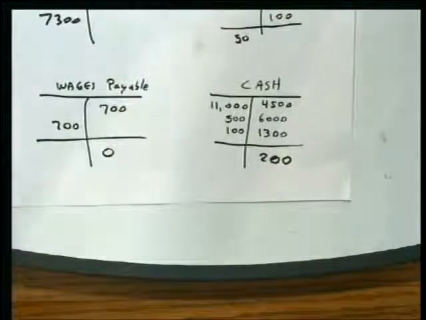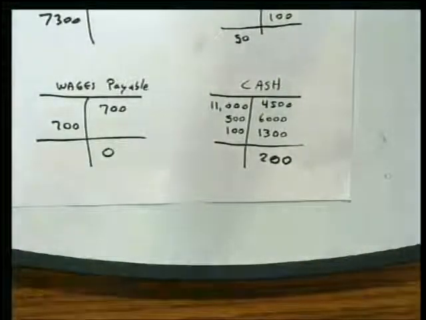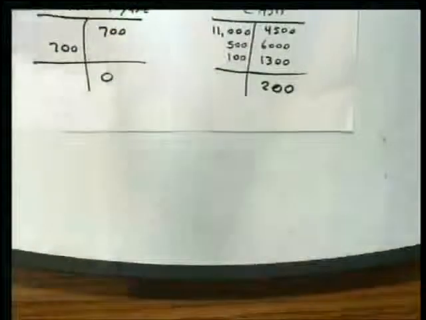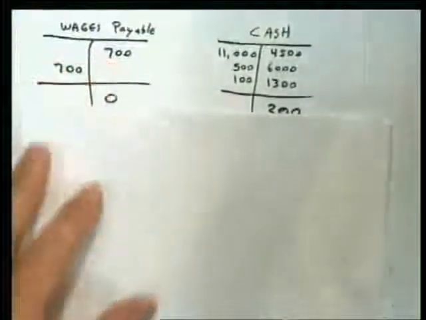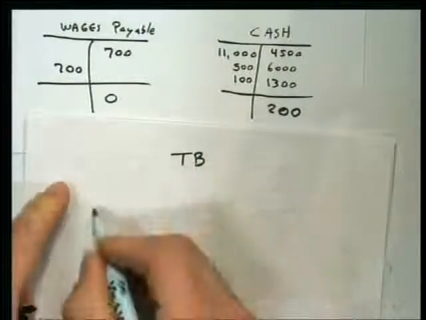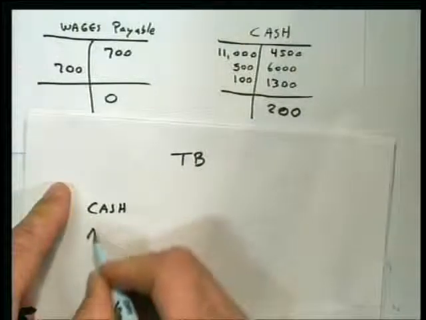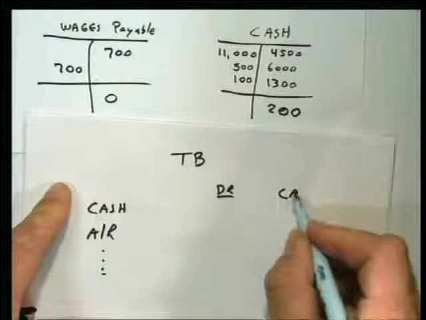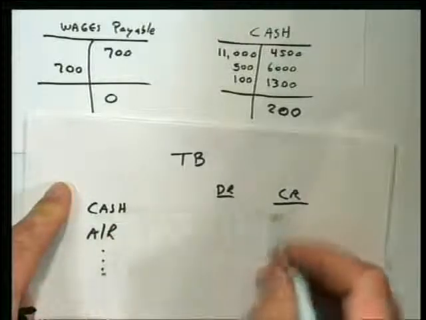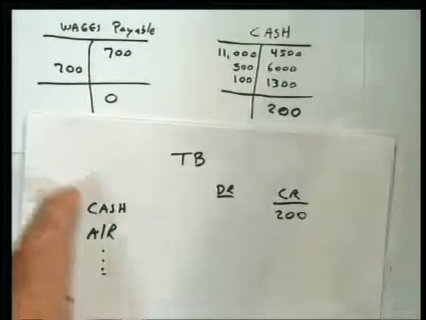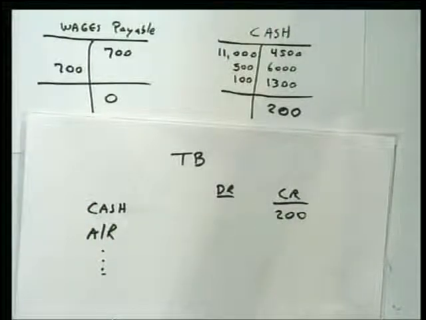How would that look on a trial balance? Well, I will tell you. When I list cash and AR and all those other accounts, and then I have a debit column and a credit column, I would simply list $200 right there. Not negative $200, but $200. Okay? Does that make sense?